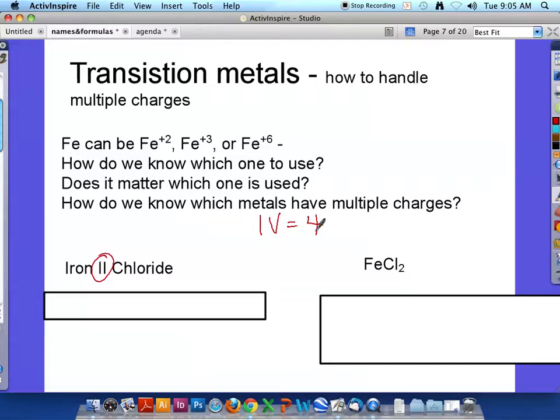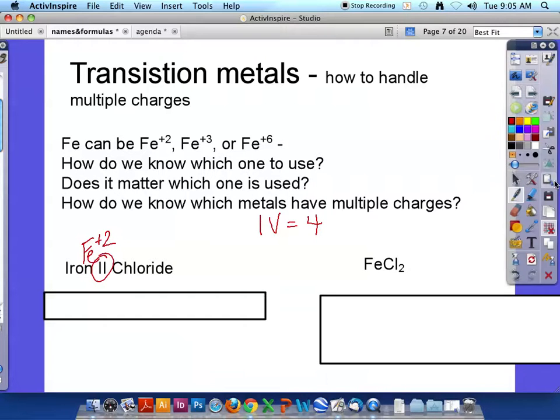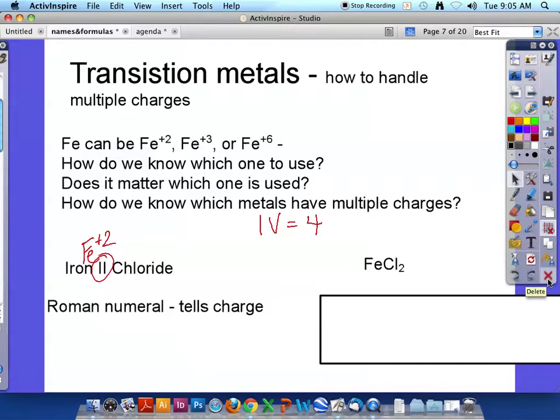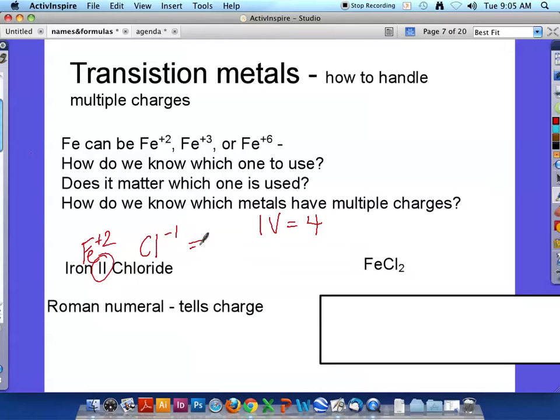So if we know that the Roman numeral is telling us that this is Fe+2, then we know what the formula is going to be, because chlorine has only 1 charge. We know that chlorine from the periodic table is Cl-1, to give us FeCl2, which is what we see over here in the formula.